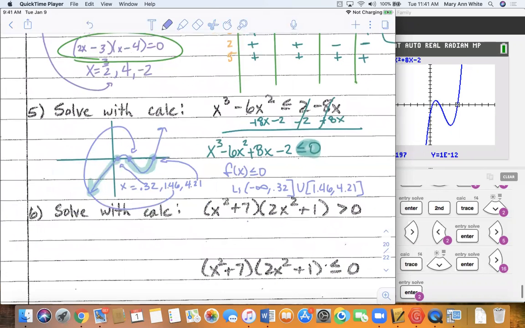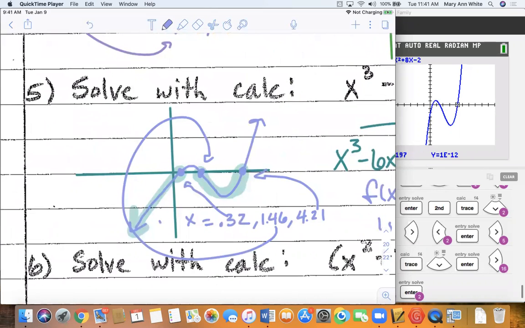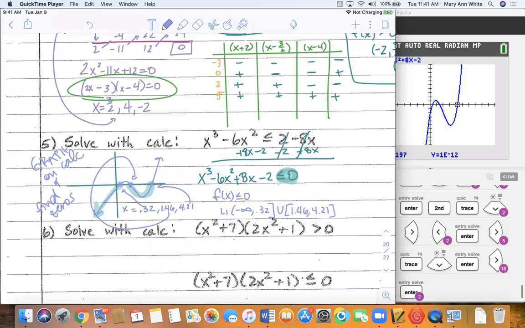So when we solve with a calculator, and I might even write this on the side: graph, and find zeros. You don't need a sign chart, you don't need a number line. All we need is a graph on the calculator and the zeros, but my answer is still in interval notation. All of these answers are intervals.